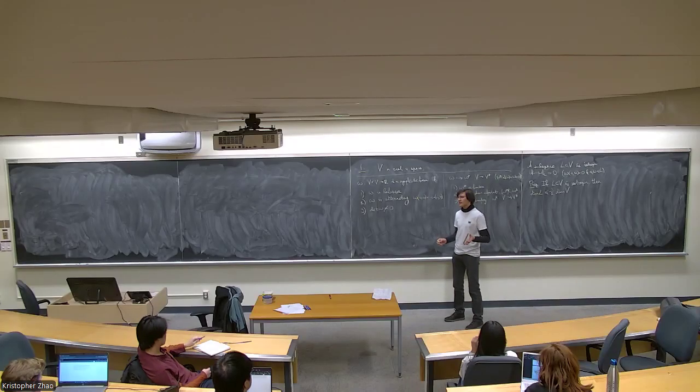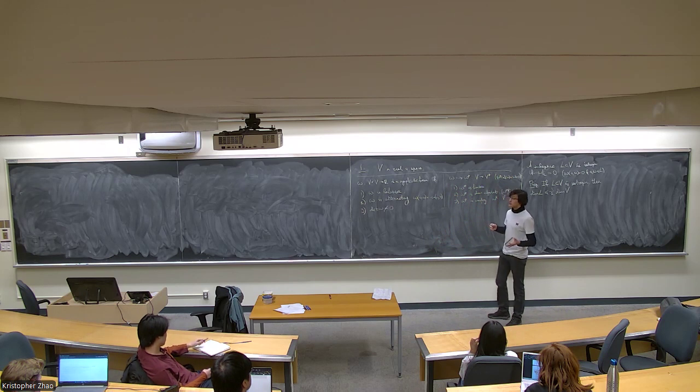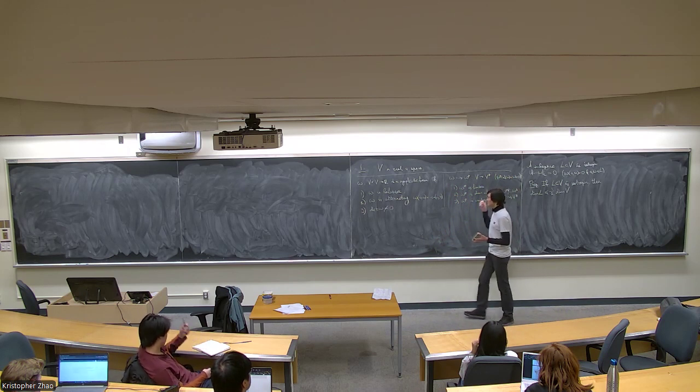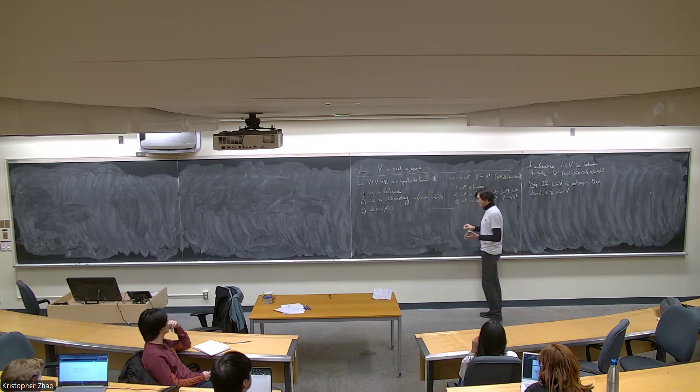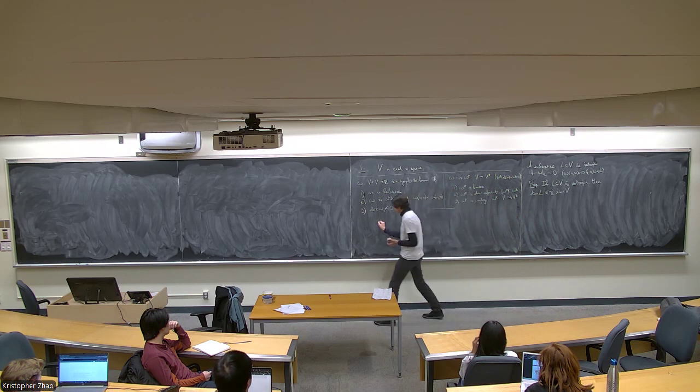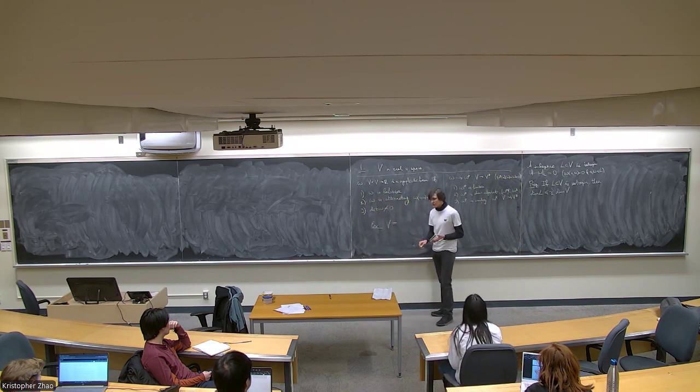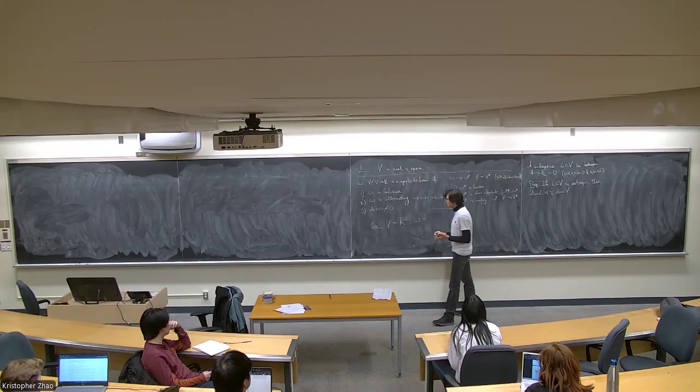So the most basic example, which does not really reflect the properties of a symplectic vector space, but it's kind of too trivial. But the most basic example is you can take V to be a plane, and you can take omega to be the volume form on the plane, dx wedge dy.